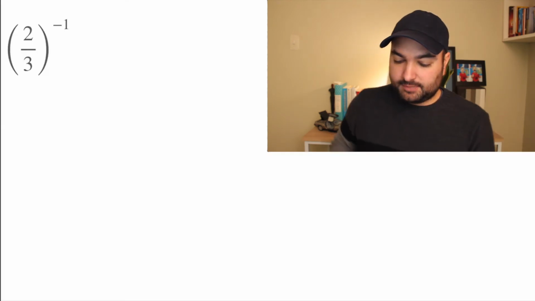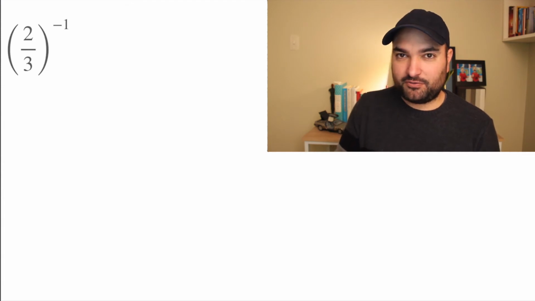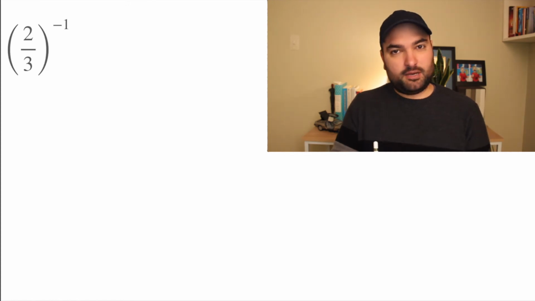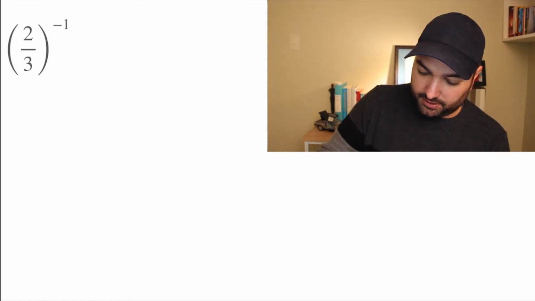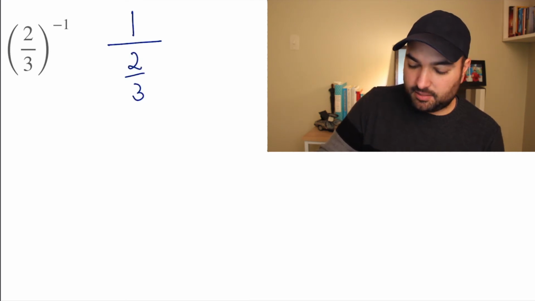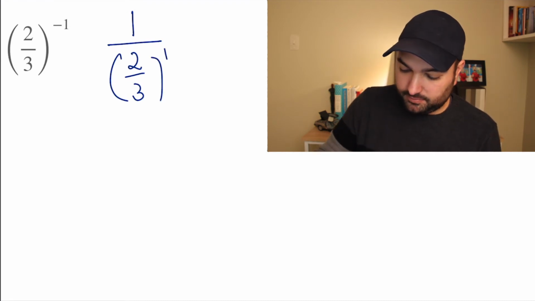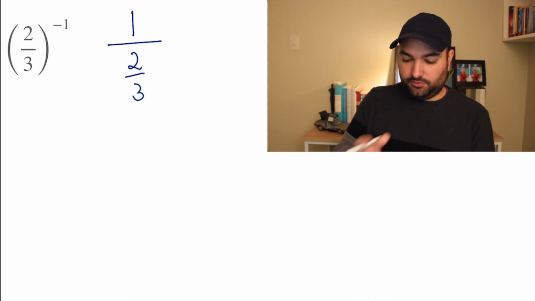All right, for negative exponents of fractions, it's actually pretty easy. What this means is, so we have 2/3 to the power of negative 1. So what does negative 1 mean? Well, it means that it's in the denominator. So it would look something like this. We'll have 1 over 2/3 to the power of 1, although we won't really write it like that. So we just have 1 over 2/3 there.